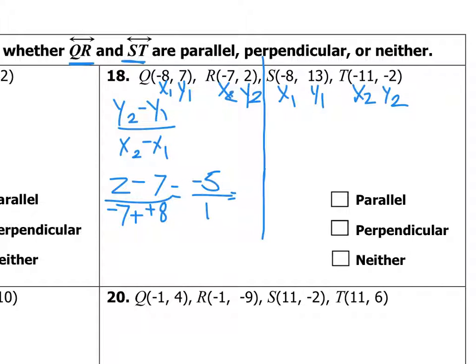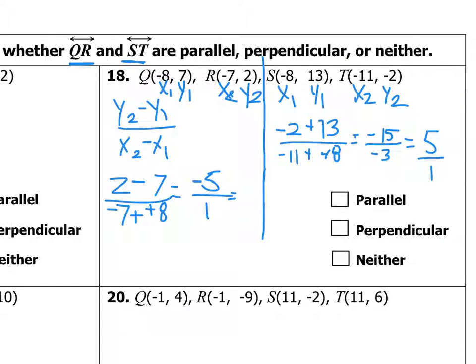Now on this one over here, y2 is negative 2 minus 13 over negative 11 minus a negative 8. So keep change, that's going to give me a negative 15 over keep change, a negative 3. So I'm going to get a positive 5, or let's make it 5 over 1.